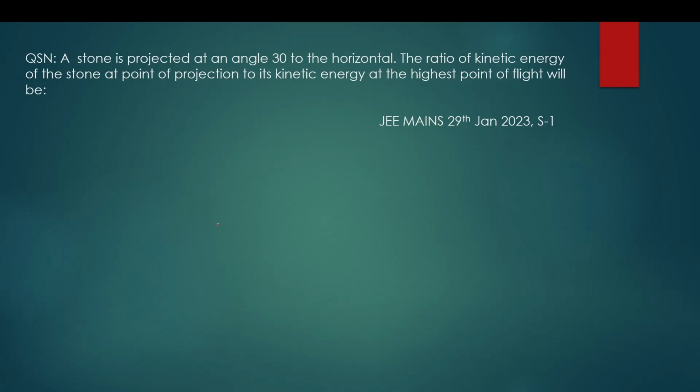Now a stone is projected at an angle 30 degrees to the horizontal. We will draw the diagram, please ignore my handwriting, it's very bad. Suppose a stone is projected at an angle 30 degrees to the horizontal. The ratio of the kinetic energy of the stone at the point of projection, the initial position, to the kinetic energy at the highest point of the flight will be.